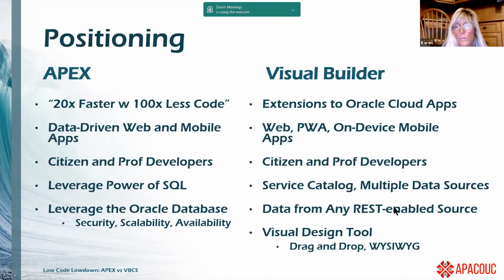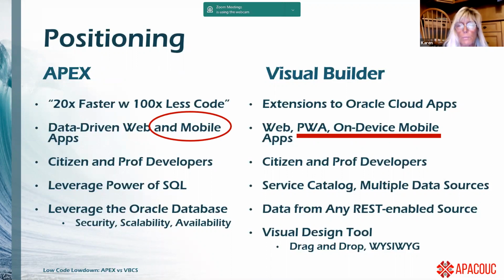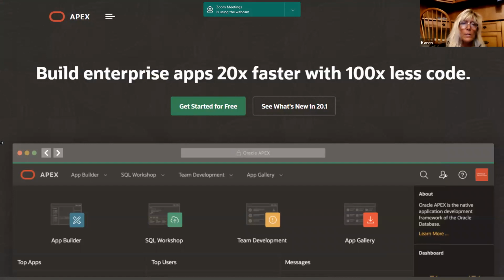And visual design tool, what you see is what you get. Notice Apex does say mobile, where Visual Builder gives you easier, more declaratively, the progressive web app and on-device mobile apps, where with Apex, you can do mobile, but it's a responsive web app, not exactly a true native. So Apex, 20 times faster, 100 times less code.